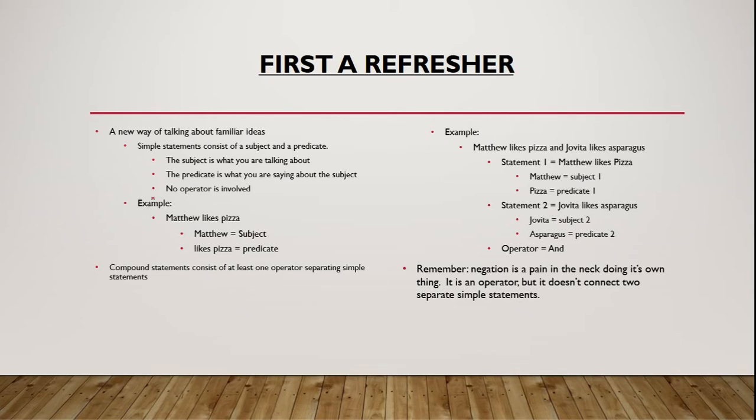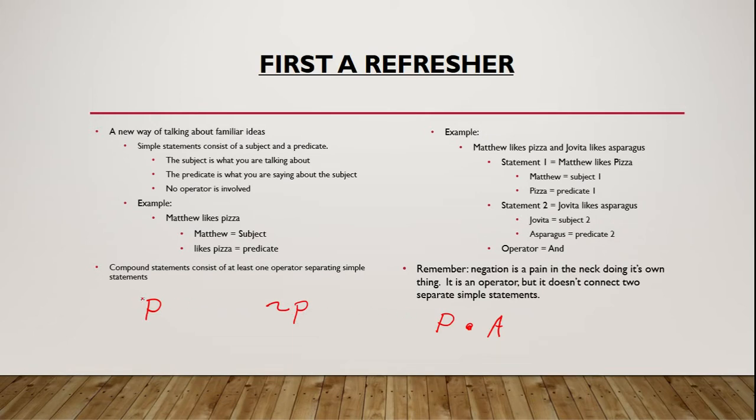So let me really quick walk through these to go back to the old school translation that we should all be familiar with. For the first example, Matthew likes pizza, I would just say P for Matthew likes pizza. For the second example, Matthew likes pizza and Jovita likes asparagus, I would do something like P for Matthew likes pizza, a dot for that operator, that conjunct, and what does Jovita like? Asparagus. So pizza and asparagus. There you go. And I'd be done with that. And then I'd remember that negation is this weird one because it doesn't connect the separate simple statements. It just modifies. So for instance, if I said Matthew doesn't like pizza, then you would go negation P. So you have the various approaches.